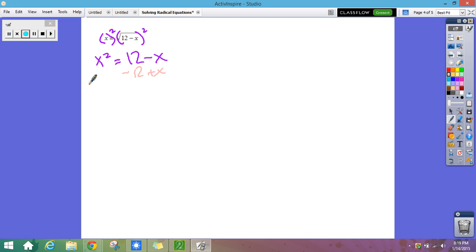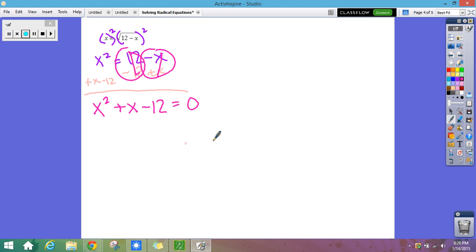And what we do to one side, we're going to do to the other. None of these are like terms, so let's bring it down in the proper order. The x squared comes first, x comes next, integers at the end, and 12 minus 12 is 0, and there is my quadratic.